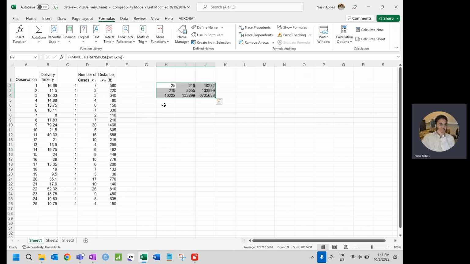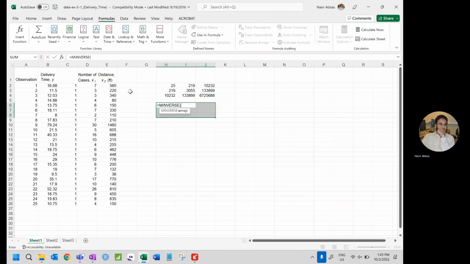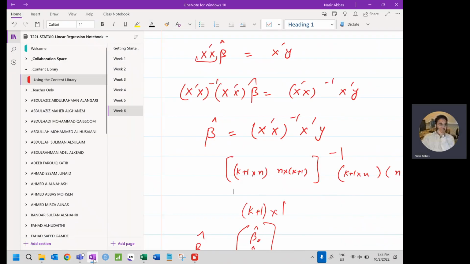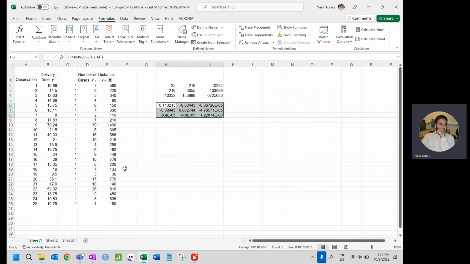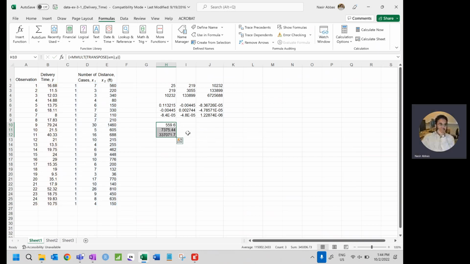I take the inverse of this thing. Again, select a 3 by 3 and write MINVERSE of this thing. Control, Shift, Enter. Here is the inverse of that matrix. What's the next thing in the formula? X transpose Y. What will be the order? The order, I'll tell you, will be 3 by 1. So I select a 3 by 1 and write equals matrix multiplication, transpose of X with Y. Here is X transpose Y.